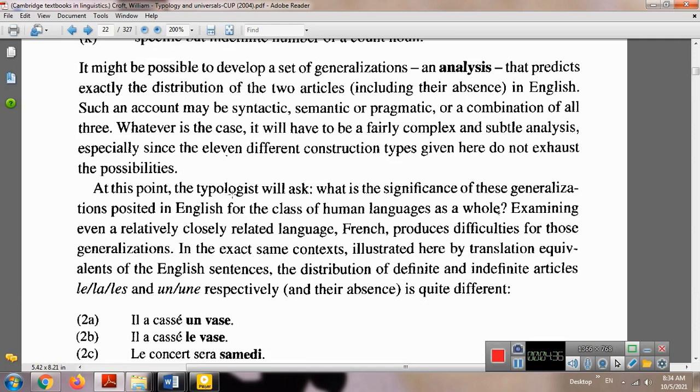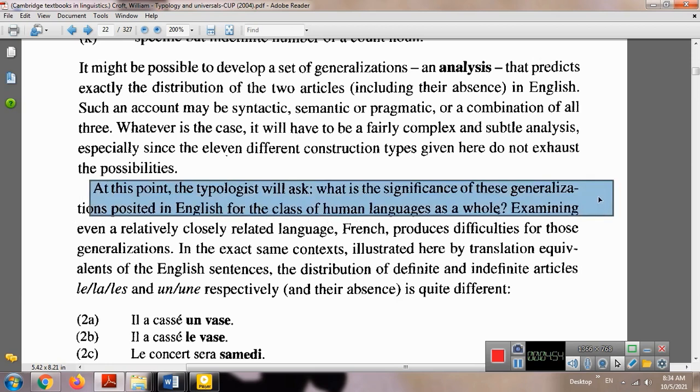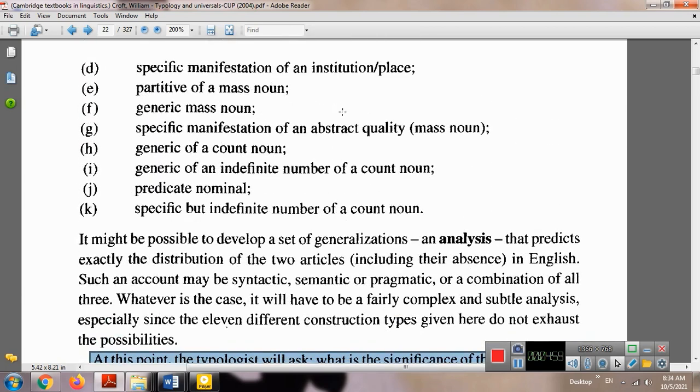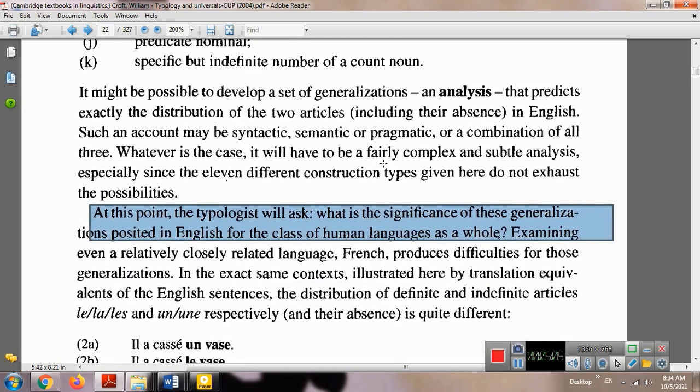At this point, the typologist will ask, what is the significance of this generalization posited in English for the class of human languages as a whole? I want to repeat this question again. When we, as typologists, look at such examples in English, we will ask what is the significance of this generalization posited in English for the class of human languages as a whole.